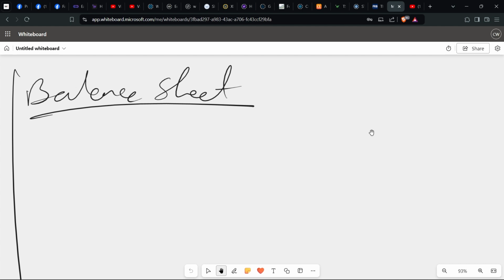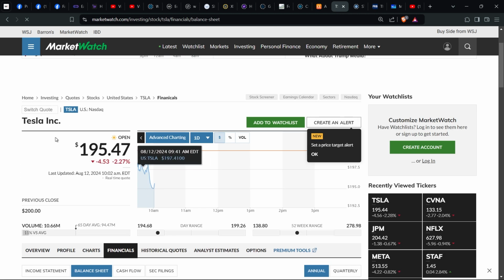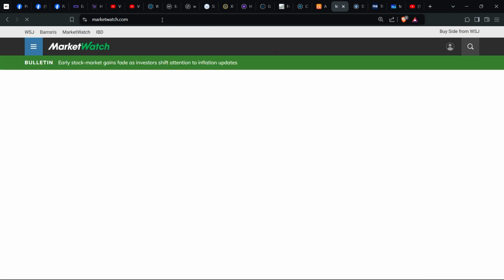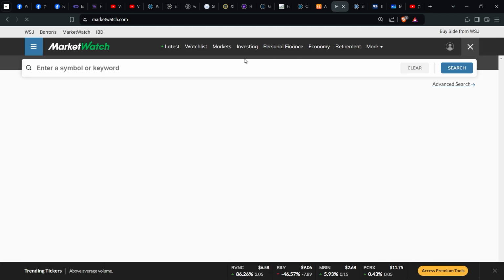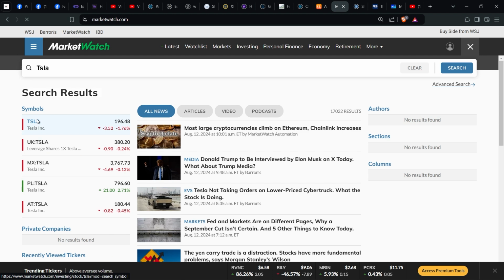There are a couple of websites you can get them from, but for this one, I'm going to look at MarketWatch. Here we can see a balance sheet. This is for the company Tesla. If you want to access the balance sheet, it's quite simple. In fact, let me show you from the beginning. Type in the website marketwatch.com. Once you're here, you can use the search icon and enter the company symbol or the name. Because we're looking at Tesla and I know the symbol, I can just type the symbol. That's the symbol for Tesla. Then click. Here we are.